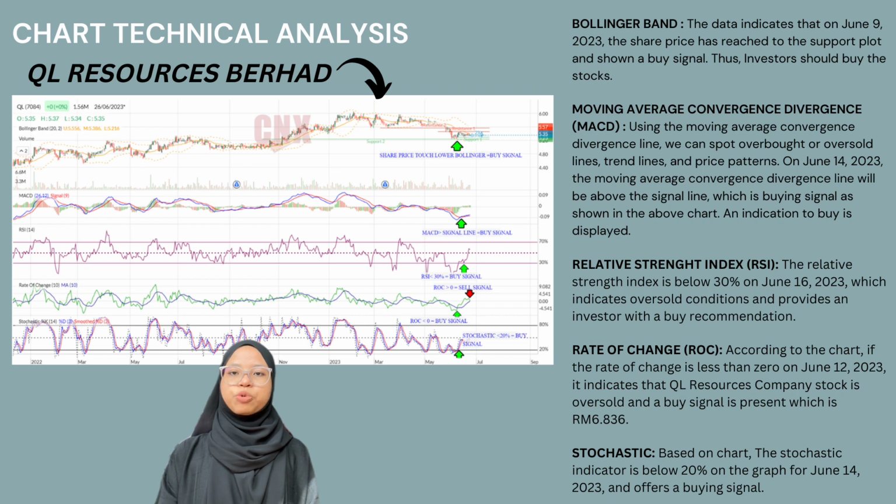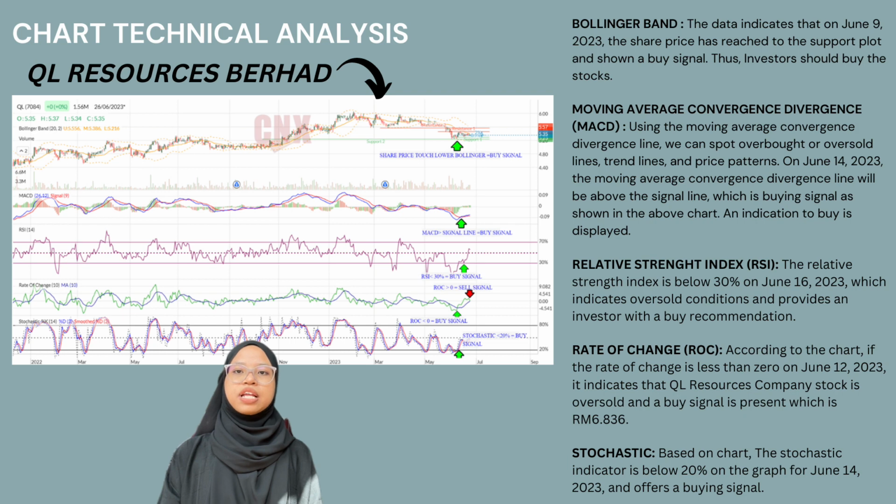Next indicator is Moving Average Convergence Divergence, MACD. Using the MACD line, we can spot the overbought or oversold line, trend line and price pattern. On 14 June 2023, the MACD line was above the signal line, which is a buying signal as shown in the above chart. An indication to buy is displayed.